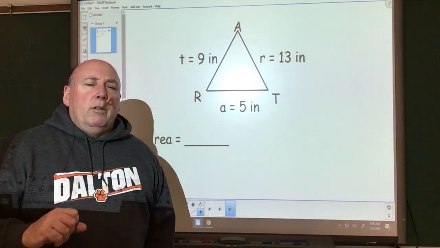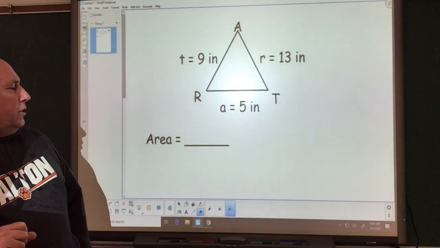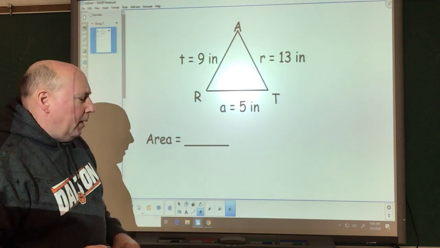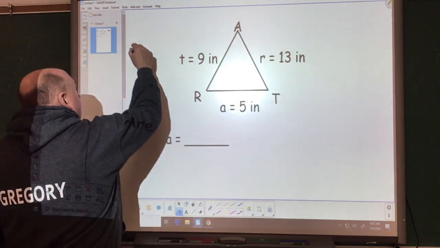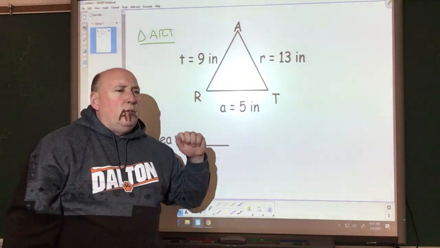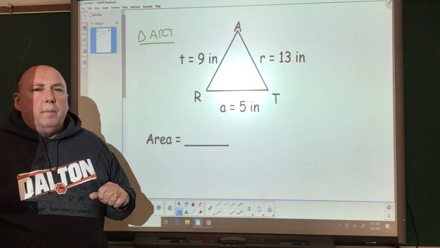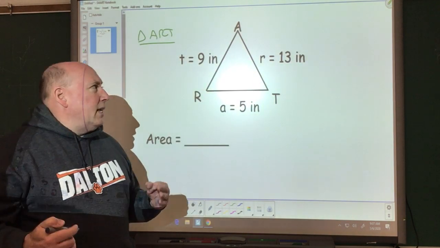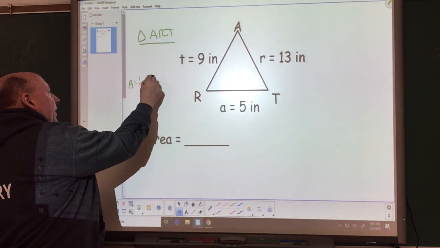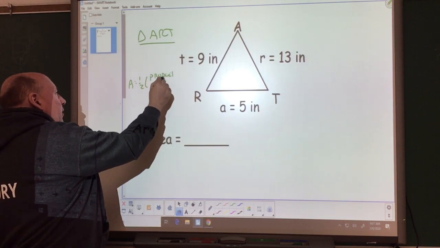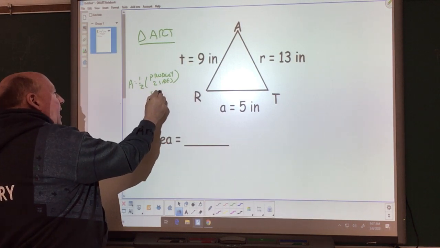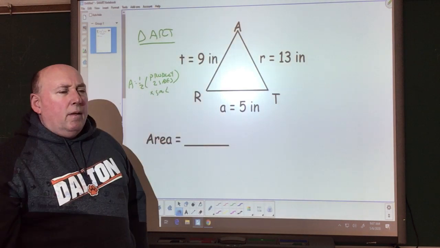But one thing I want to go through is a problem in regards to a triangle. We have triangle ART here, and I want to find the area of this triangle. Well, what we've learned about the area of triangles is we have 1/2 the product of two sides, then times the sine of the angle included.